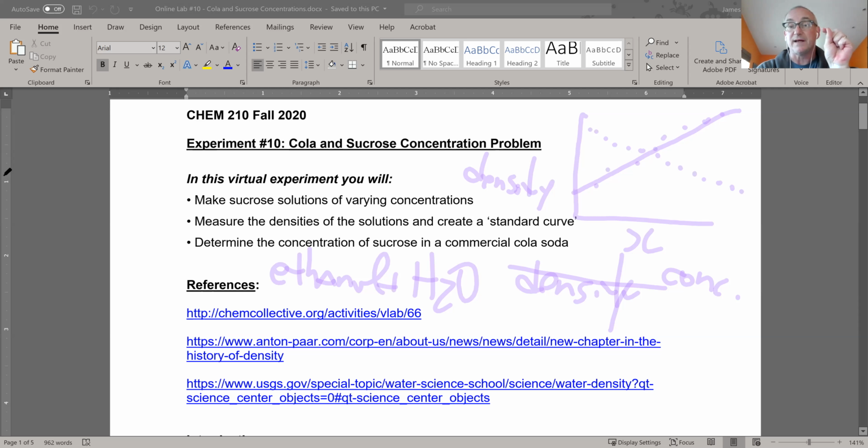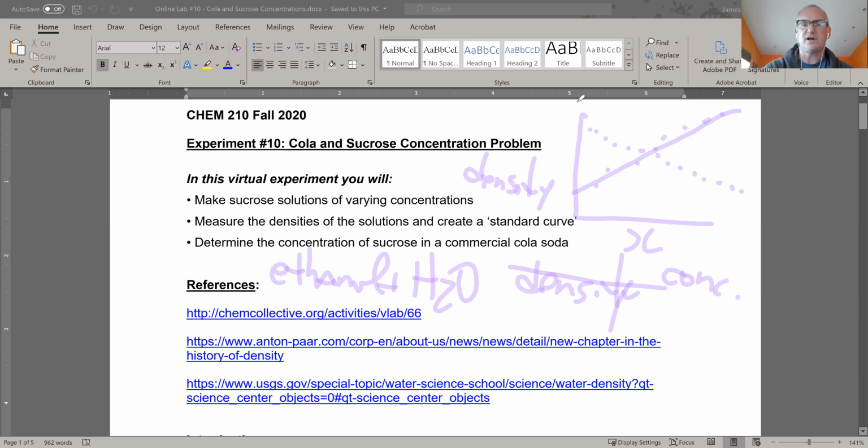But when we add a solid, when we add sucrose, it becomes more dense. So we're going to be looking at the change in density versus the concentration. So that's what a standard curve is. So if you have a standard curve, what are we going to use it for?